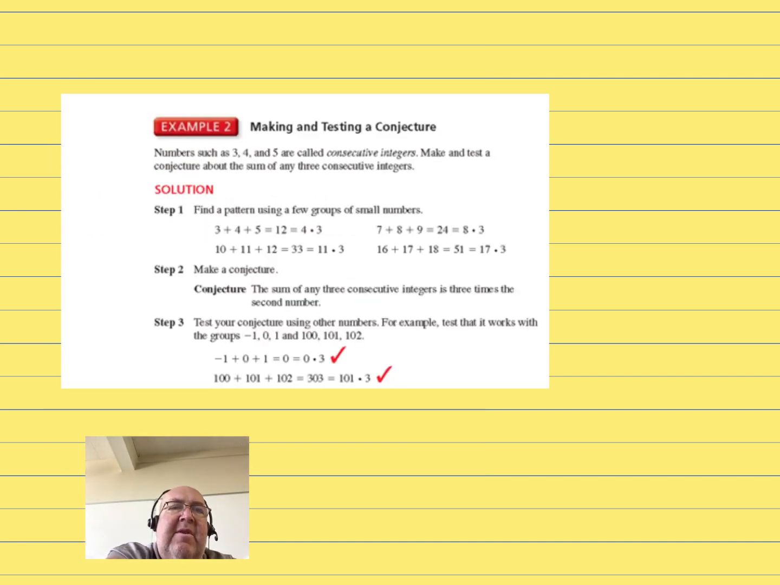So one of the things we're looking at is making and testing a conjecture. A person notices that if you add 3 consecutive numbers together, you can find the same answer by multiplying the middle number by 3. And that makes sense because if you divide the total by 3, you would get the average, which would be the middle number, because the first number is 1 less and the second is 1 more.